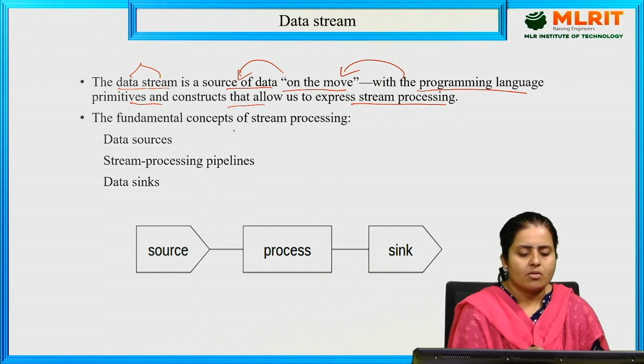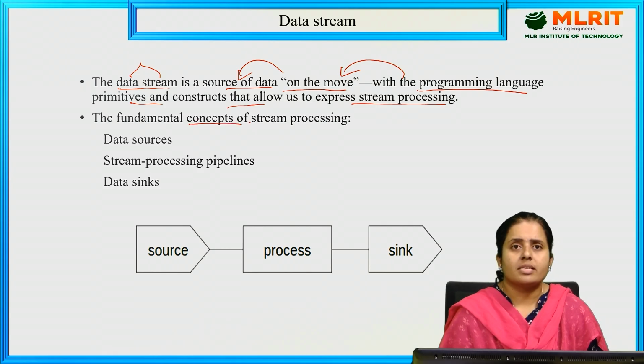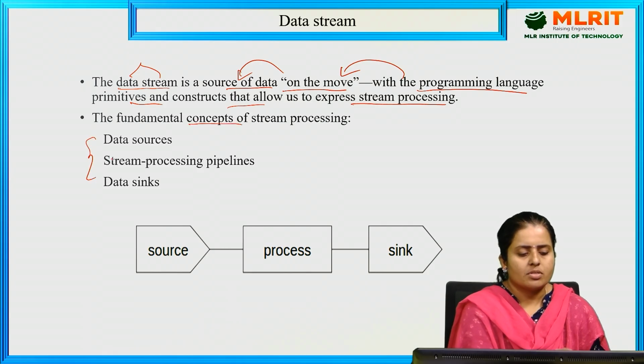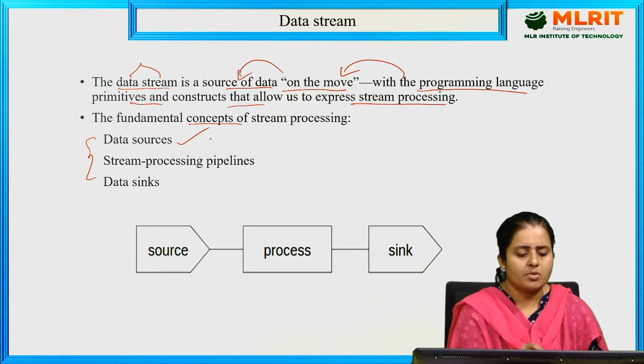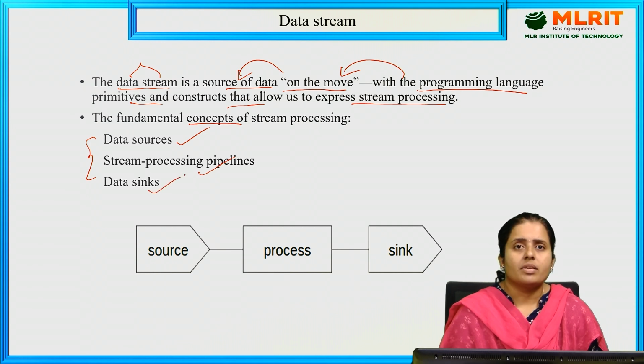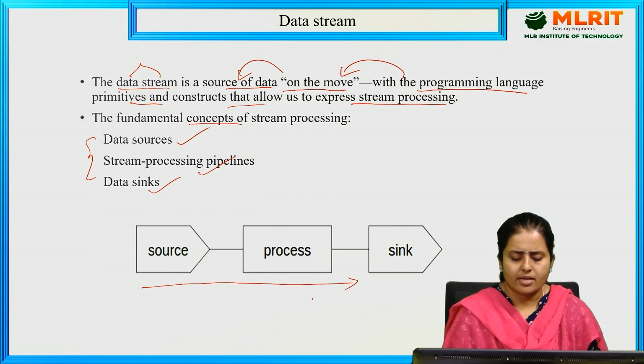The fundamental concepts of stream processing involve three steps. What are those three steps? As I just explained, those are the data sources, where we can collect the data from multiple devices or sources, and in the middle the stream processing pipeline, which works as an analysis engine, and next, as a result, we store in data sinks. Here you can see in this small diagram, this is a three-step process.